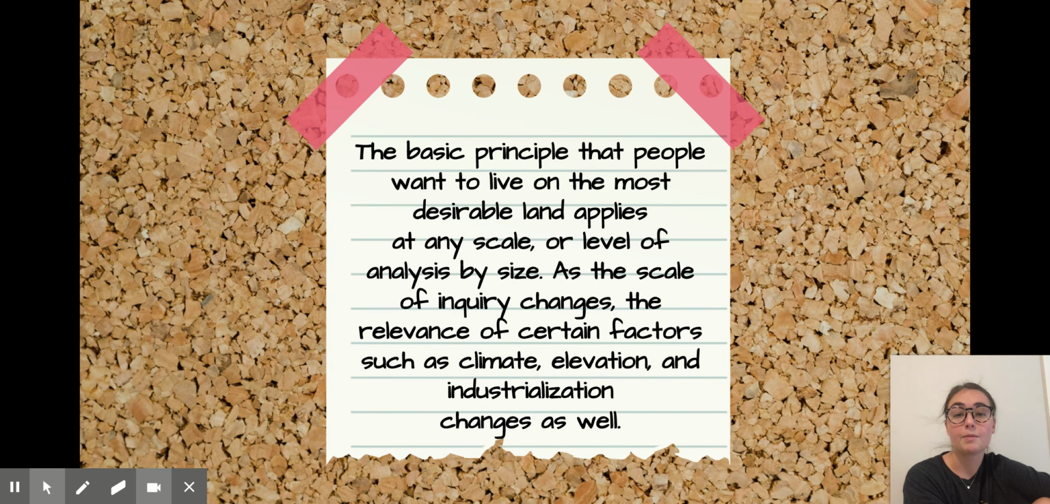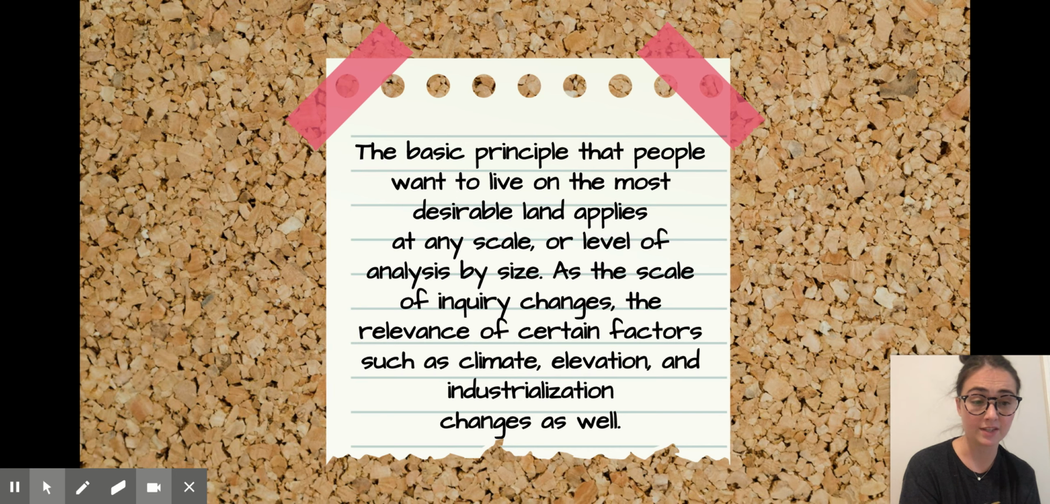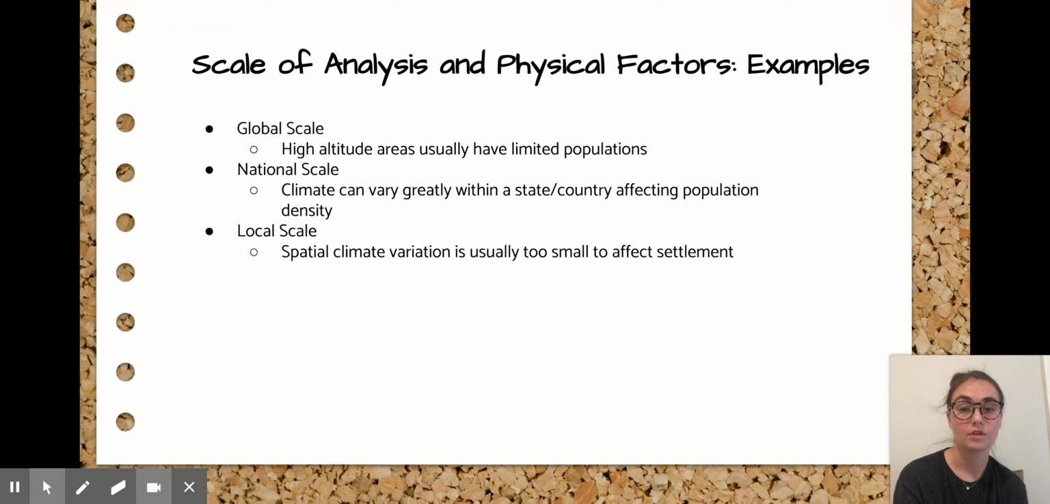So, the basic principle that people want to live on the most desirable land applies at any scale or level of analysis. As the scale of inquiry changes, or that can also be the scale of analysis, the relevance of certain factors such as climate, elevation, and industrialization changes as well. So all this is saying is those factors that we just talked about, how important they are, changes based on scale. So here we go.